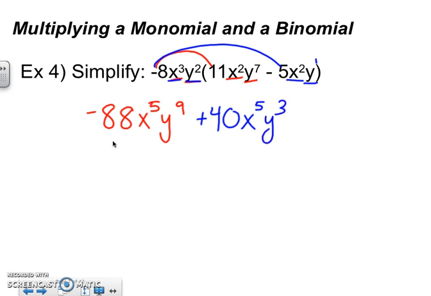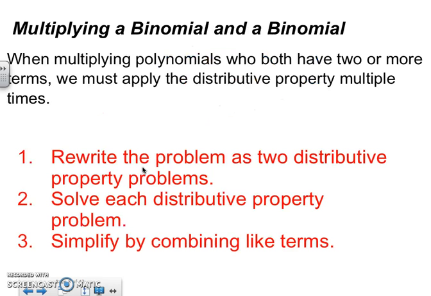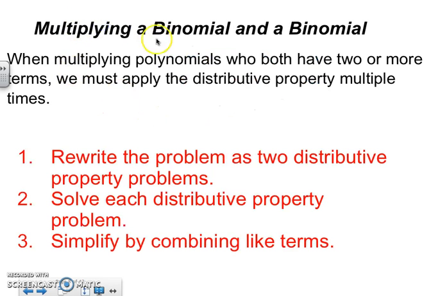Okay? I am done because I cannot combine like terms. And that is how you multiply a monomial by a binomial. And this is an example of pretty much a hard one. Okay? Now, we're going to get into where it gets trickier, which is a binomial and a binomial.